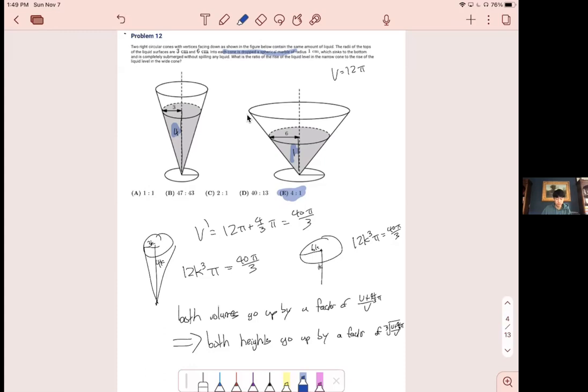And that's the inverse square of the ratio between the radii. Yeah, it's 4:1. It's quite a nice problem.